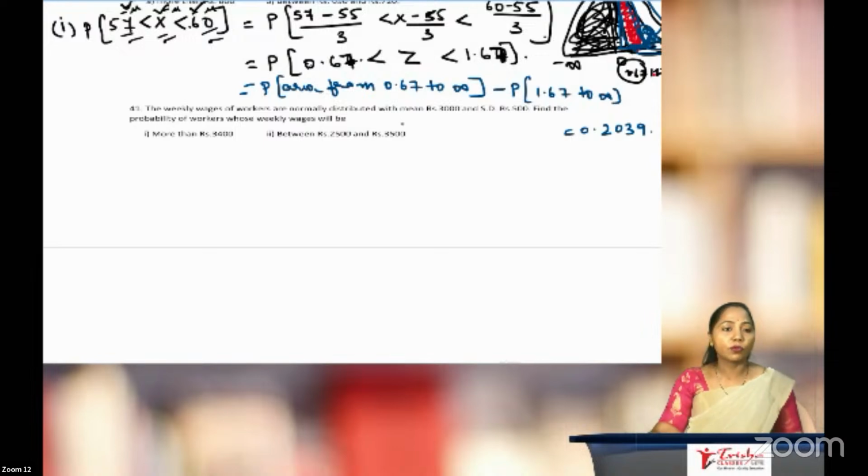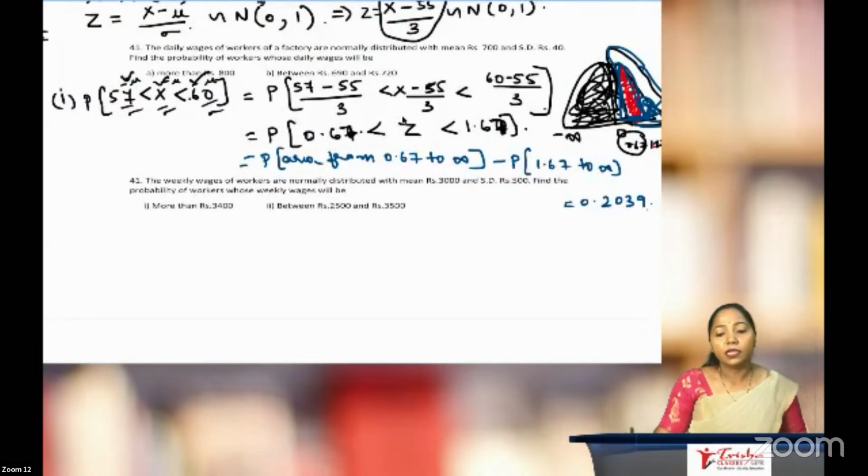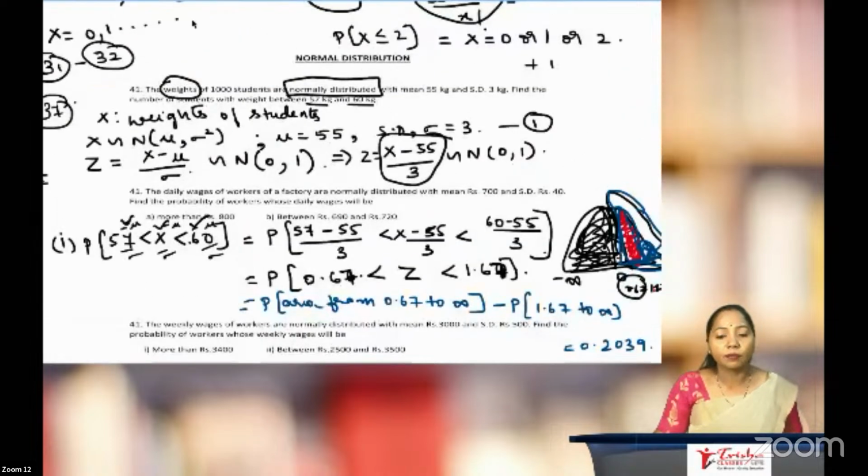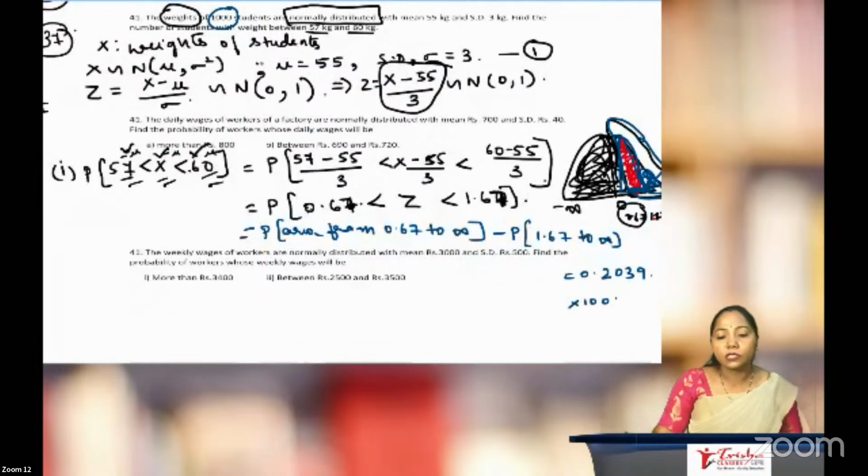Your answer will be 0.2039. If the question is to find the percentage, then multiply this answer by 100. In this case, they are asking to find, out of 1000 students, the number of students whose weight falls between 57 and 60 kg. So you have to multiply by 1000. The expected number of students will be 1000 into 0.2039, that is 203.9, that is 204 students.